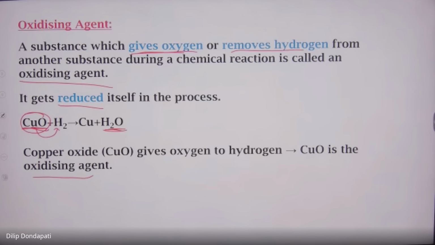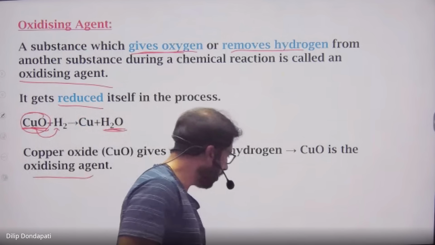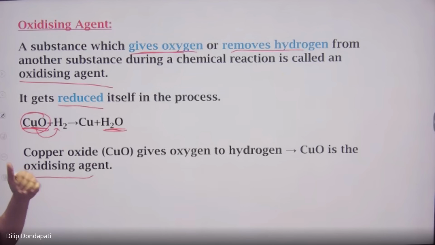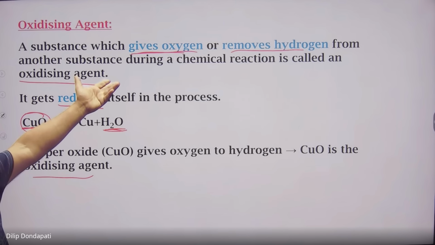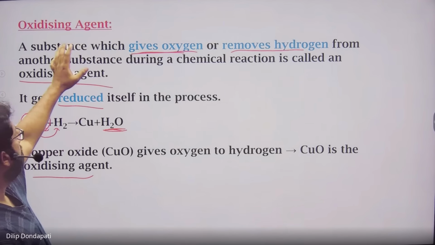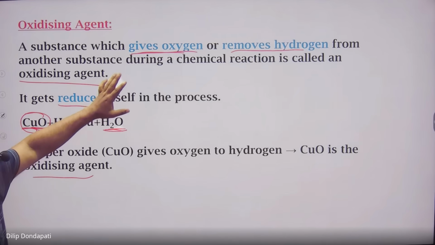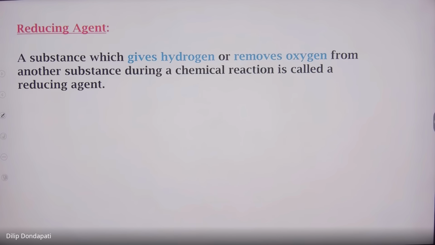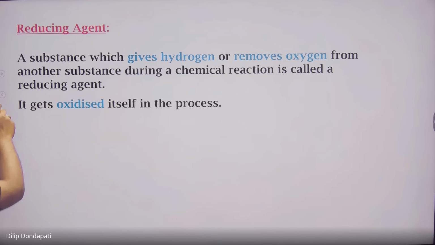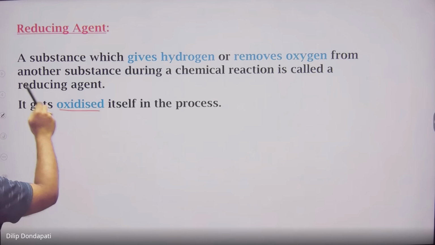Finished? Okay. Now the opposite of this will be the reducing agent. Reducing agent means the opposite. So what is the definition? Tell me. A substance which removes oxygen and gives hydrogen is called a reducing agent, which gives hydrogen or removes oxygen from another substance during a chemical reaction. And it gets oxidized itself in this process.